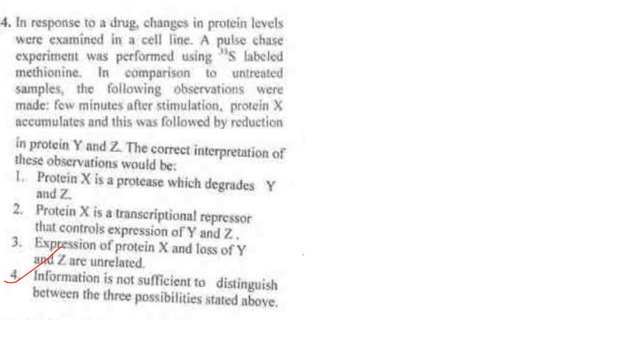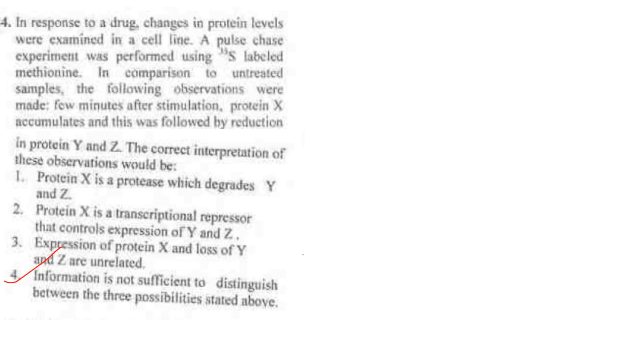The correct interpretation of these observations would be, so protein X is a protease which degrades Y and Z. That could be the reason, but they have not mentioned anything regarding protein X being a protease, or protein X having some protease-like action or something like that. They have also not mentioned what kind of proteins Y and Z are. Then, protein X is a transcriptional repressor that controls expression of Y and Z.